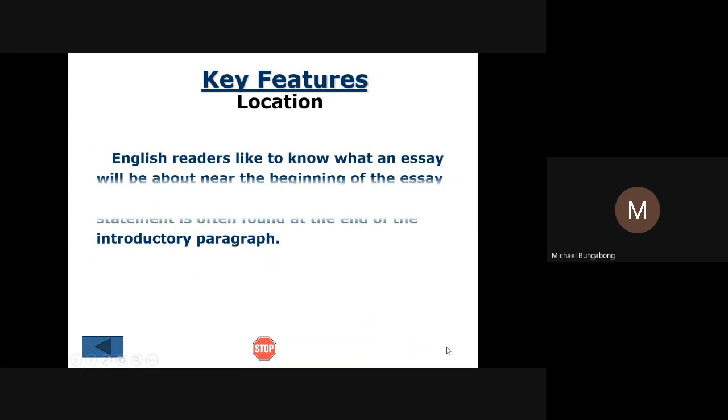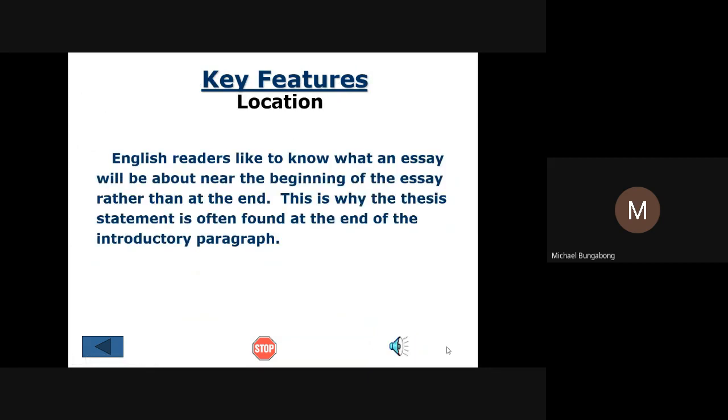Okay. So now, since we know how to make a thesis statement, we know that the thesis statement must be a complete sentence, or it requires a complete thought. Now we have to locate where the placement of the thesis statement is in the introductory paragraph. We all know that the thesis statement is in the introductory paragraph. Pag gagawa ka ng essay, nasa introduction siya makikita. But where exactly in the introductory part?